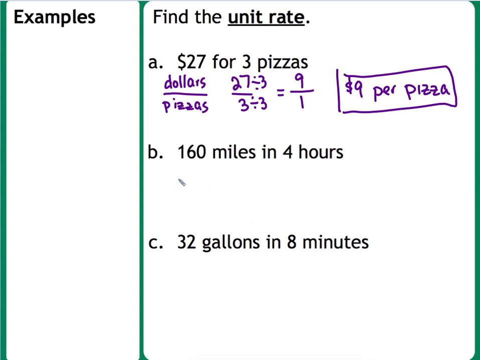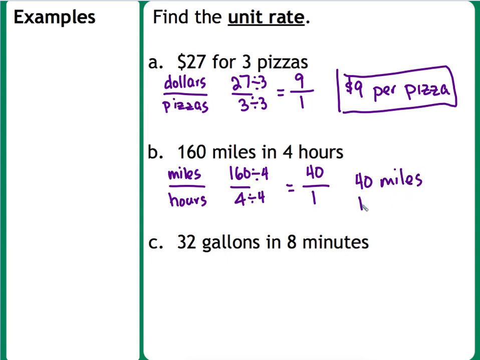Next we have miles and hours. So miles and hours, and we want to know how much it is for 1 hour. How many miles per 1 hour? So we have 160 over 4, and we want to know how many for 1 hour. How many miles for 1 hour? Well, again, we just need to divide the numerator by the denominator. We're going to just divide by 4 here. So 160 divided by 4 is 40. So our final answer is 40 miles per 1 hour.